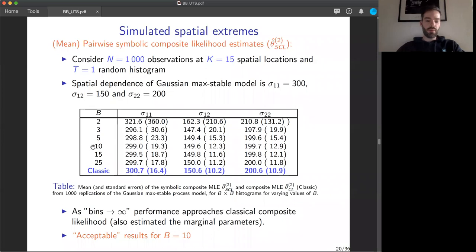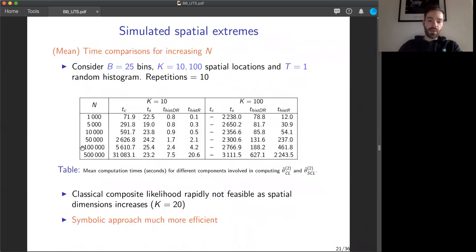Yeah, so in that table, what you can see is that if you take, for example, just 10 bins, it seems like we have acceptable results compared to what you would get in the classical case. What is nice here is that we can provide results that are very close to the classical result for a moderate number of bins. But also the most important case, and the reason why we do this, is computation time.